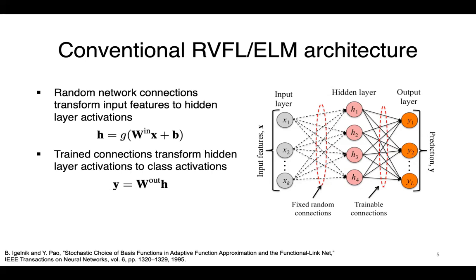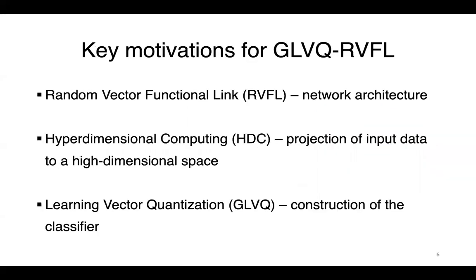Then after that, the trained connections transform H to get a vector Y of length L, where each component of Y corresponds to the activations of distinct classes. We then classify X as belonging to the class whose component in Y has the highest activation. You might also know this classification strategy under the overall term of one versus all classification.